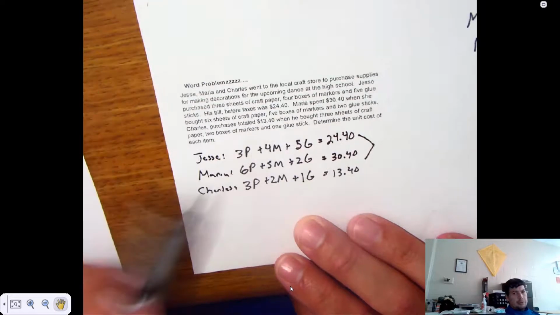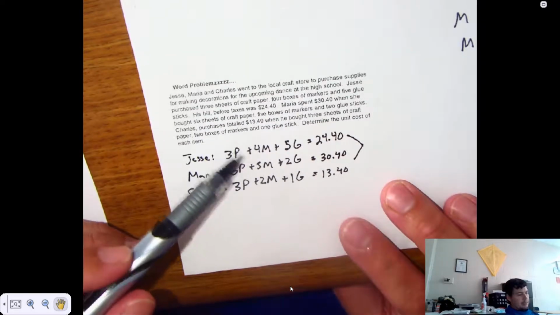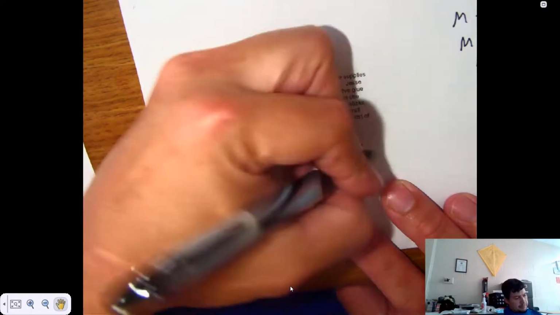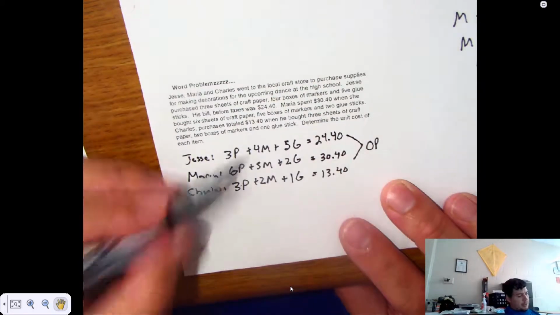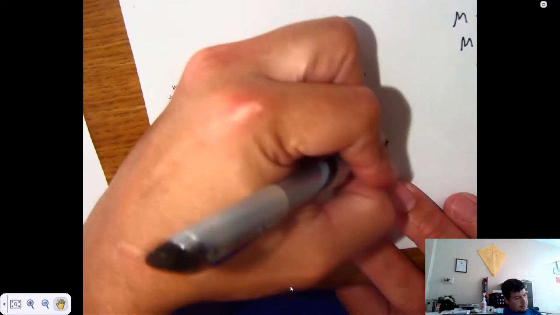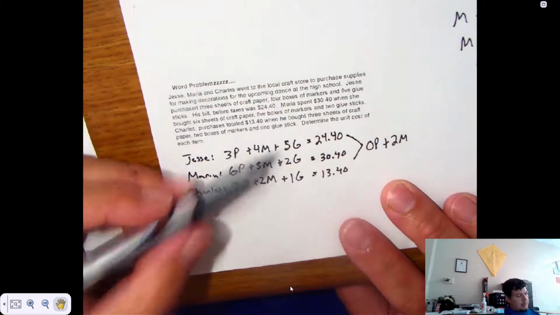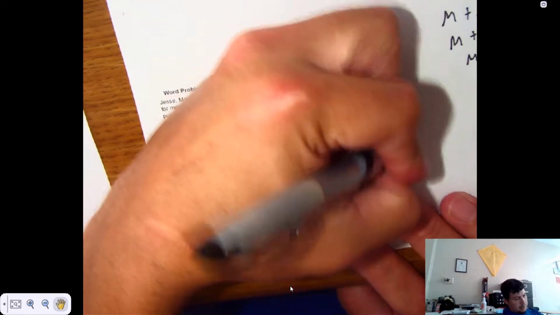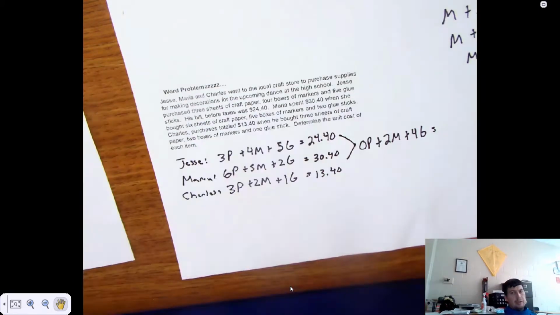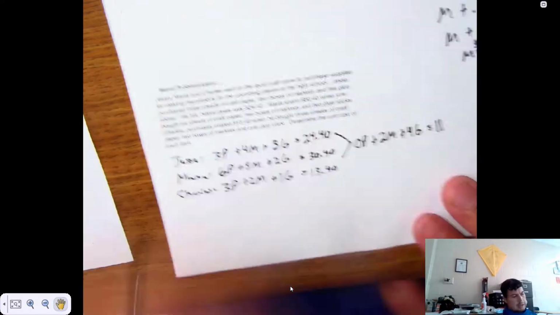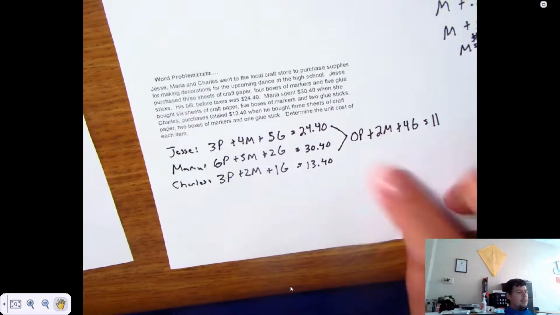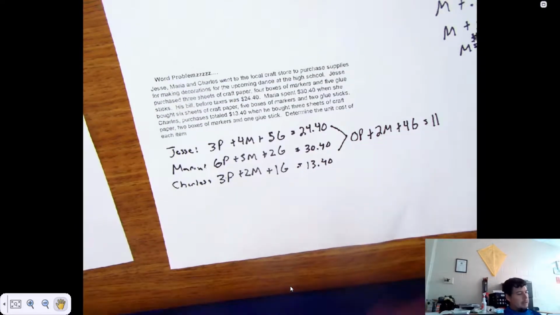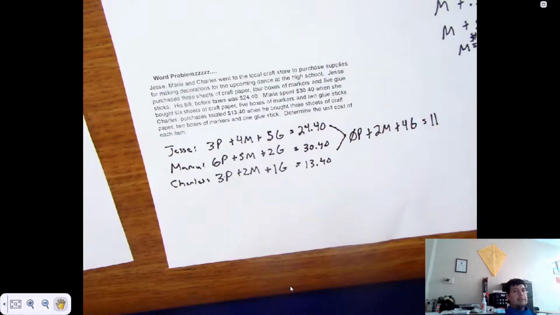And I'm not going to show the work because I'm trying to save some time here. But 3 minus 3 is nothing. 4 minus 2 is a 2, so plus 2 markers. 5 minus 1 is 4, so 4 glue sticks. And $24.40 minus $13.40 is, I hope, $11. And that says 0P, not OP. That's a 0. Put a slash through it. 0P.